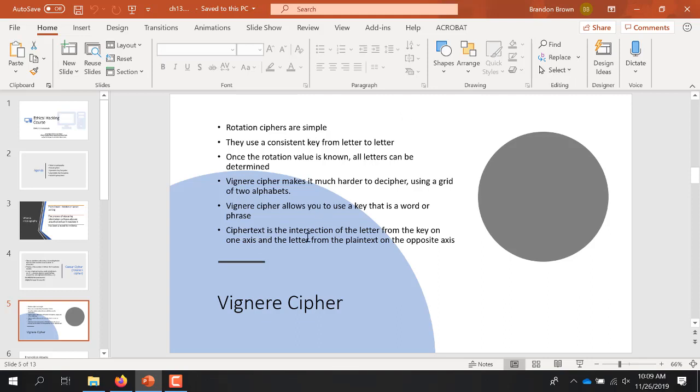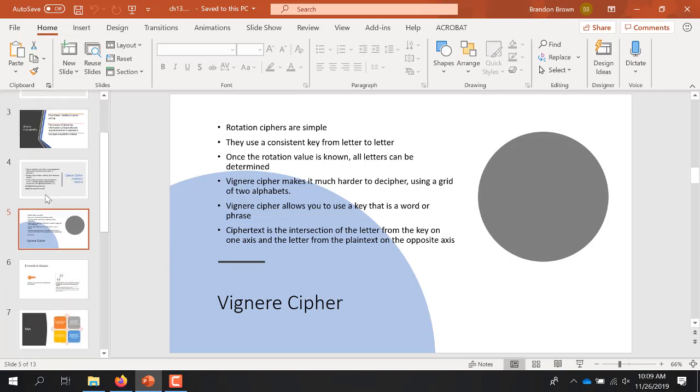The ciphertext is the intersection of the letters from the key on one axis and the letter from the plaintext on the opposite axis. Okay, so we have a grid. We have a rotation cipher like a Caesar cipher. We have A through Z, and then the chain. So if it's a ROT 3, we'll start with D, E, F, and go down. And then we place a grid overlay over that, which we can randomize to a certain degree. Right. And then we have the intersection, which would replace or substitute that letter.